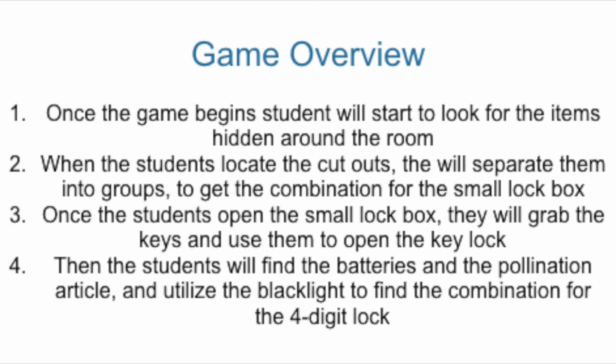Once the students open the lock, they can grab the keys and use them to open the key lock. Then the students will find the batteries and the pollination process article and utilize the black light to find the combination for the 4-digit lock. This will be found by using the black light and scanning over the pictures that correspond to the pollination process and putting the numbers on the pictures in the correct order.